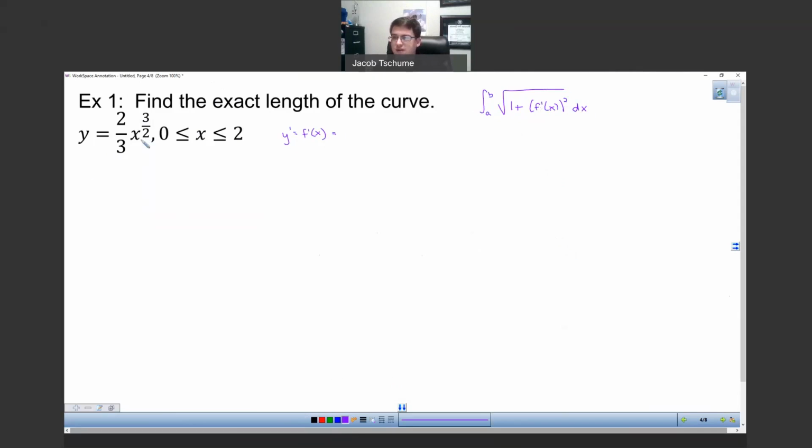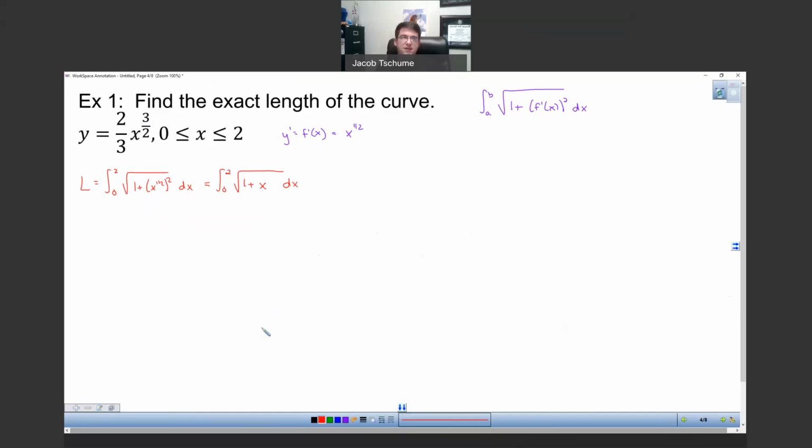So if I take the derivative of this, you would actually just end up with x to the 1/2 power. I'm going to plug that along with my parameters into my formula, and I can say that the length of this curve is the integral from 0 to 2 of the square root of 1 plus x to the 1/2 squared dx. When you square x to the 1/2, you will have the integral from 0 to 2 of the square root of 1 plus x dx.